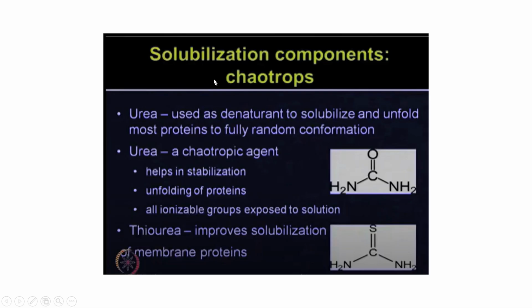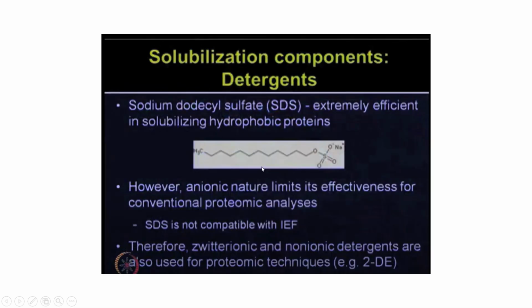That is done with the help of solubilization, by using certain components like urea or thiourea. Thiourea is the one which improves solubilization of membrane proteins. So if you want to study membrane-related proteins, make sure you add thiourea to your fractionated sample so that the membrane proteins get solubilized. Similarly, urea is added. It helps in stabilization, unfolding of proteins, and giving ionizable groups to the protein. Basically, the overall reason is solubilizing the protein.